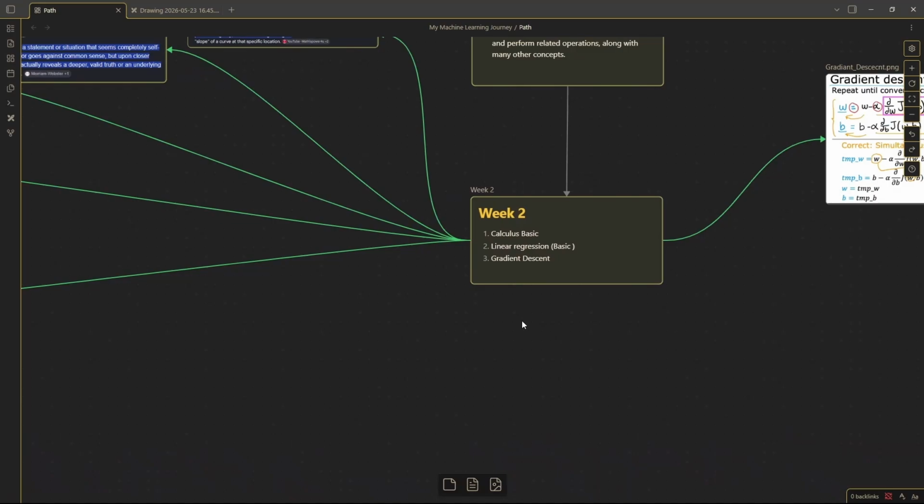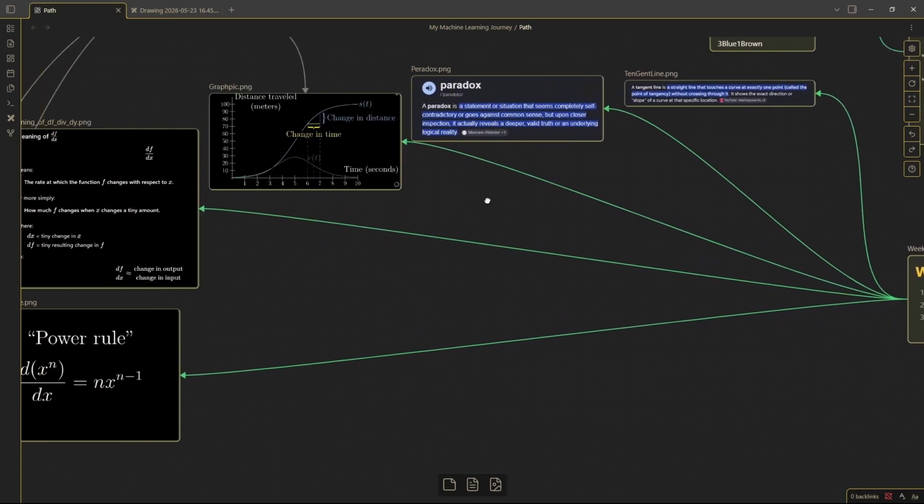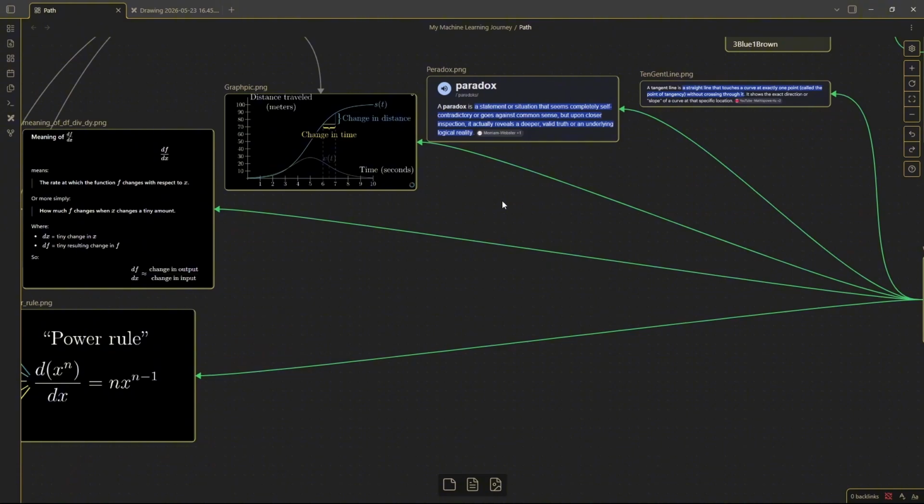So this is week 2 of learning machine learning, and this week I learned three topics: calculus basics, linear regression, and gradient descent. In calculus basics, I learned about a lot of stuff, such as the paradoxes that differentiation has to tackle, and tangent lines. There are lots of other changes in slope, and I just understood what differentiation fundamentally does.